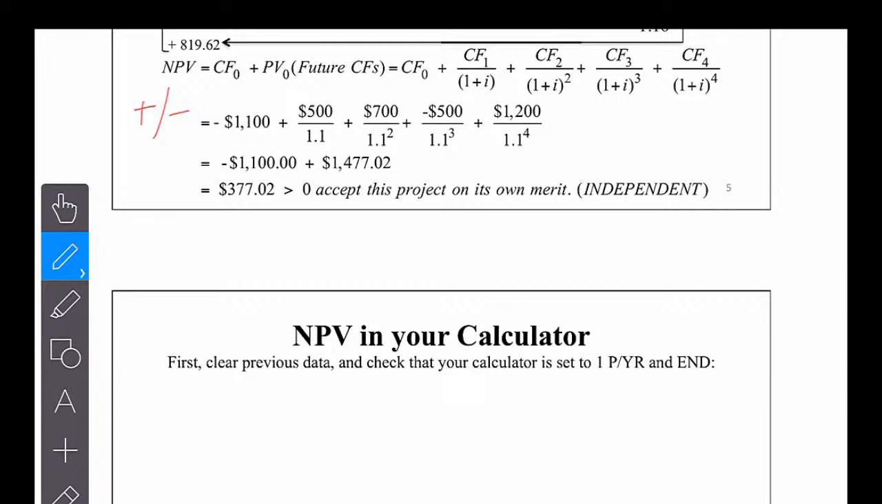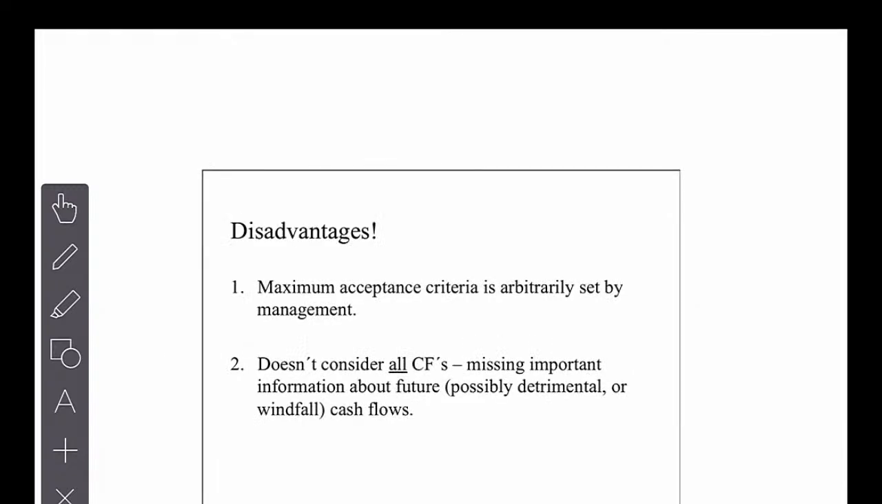Any questions about how to put it in? Very good, Alex. Javier. Okay, so since it's positive, we say accept the project on its own merit. Very good. So that was review. So now we're going to reflect.